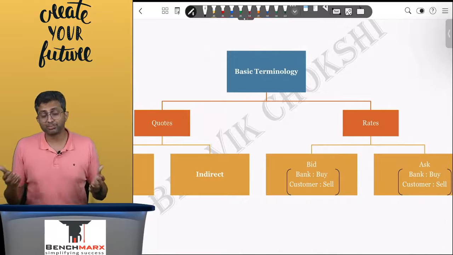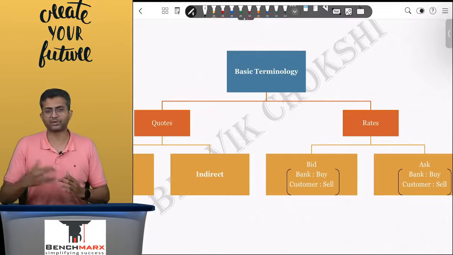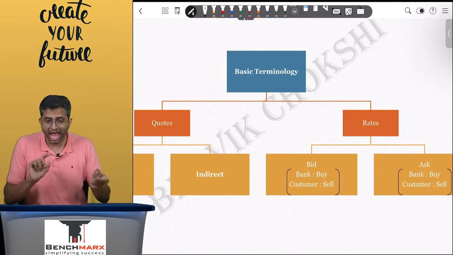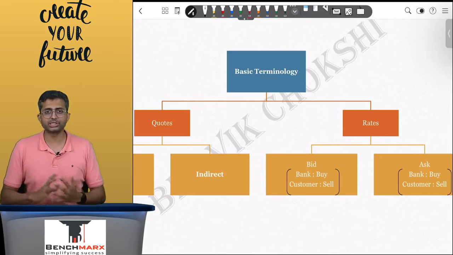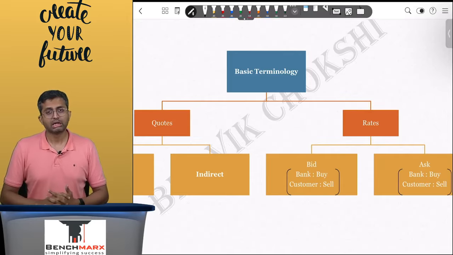Typically, the banker makes a profit from the difference in the bid and ask. So if the bid rate, for example, is 80 for the dollar, the ask rate may be, let us say, 82. And hence, the 2 in the middle is the bid ask spread, or also called as the profit for the banker.